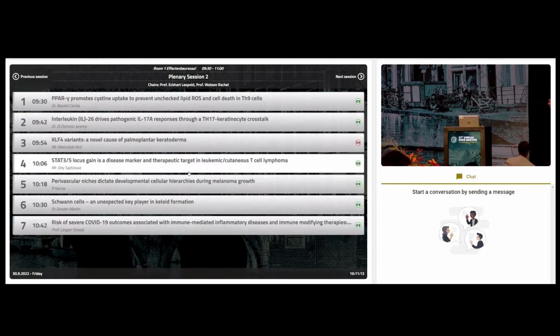STAT3-5 in cutaneous T-cell lymphoma. The study was done in Graz under the leadership of Professor Wolf, and the presentation will be given by Dr. Dai.